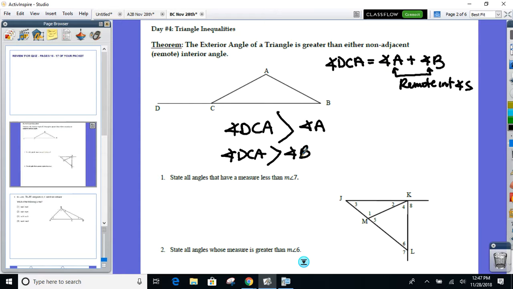So any exterior angle is always bigger than its remote interior. Please do not confuse this. I have no idea what's bigger between the linear pairs. No idea. Do not assume that it's always the exterior. That is not the case. Okay, that is not the case. All right, but I can at least guarantee that this exterior angle right here is always bigger than either of the two remote interiors. All right?